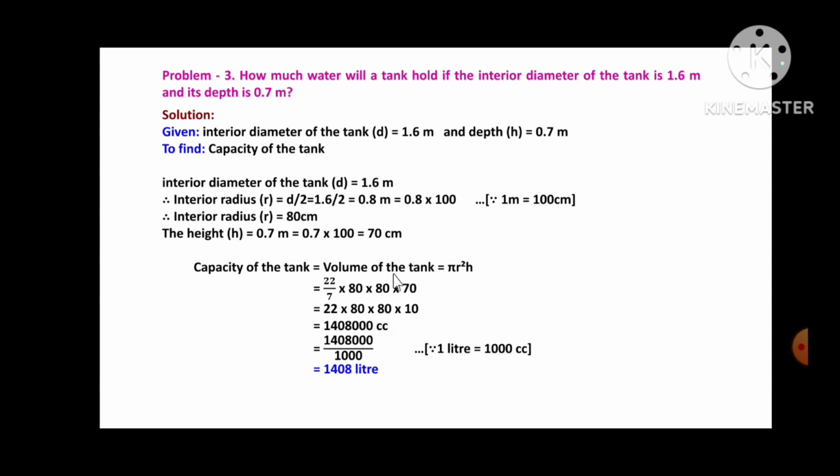Now we'll substitute the values. Pi is 22 upon 7, r is 80, 80 into 80 into height 70. So 22 upon 7 into 80 into 80 into 70. After simplification, we are getting 22 into 80 into 80 into 10. So that leads to 1408000 cc. But we have to convert it in terms of liters. So we have to divide it by 1000, since 1 liter is 1000 cc. So 1408000 upon 1000 leads to 1408 liter. So in words we can write the tank can hold 1408 liter of water.